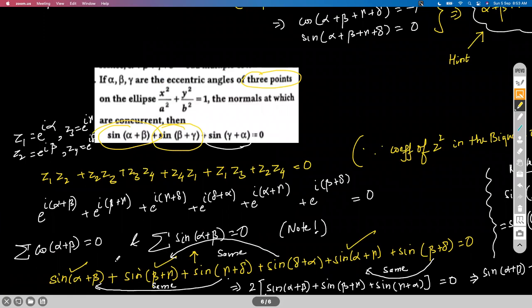And moreover, because of the fact that alpha plus beta plus gamma plus delta is an odd multiple of pi, we also came into the fact that even if you take any three of the eccentric angles, let's say alpha, beta, and gamma, then this term will also be giving you the zero expression. Is it fine? Anything that you would like me to repeat over here, do let me know.